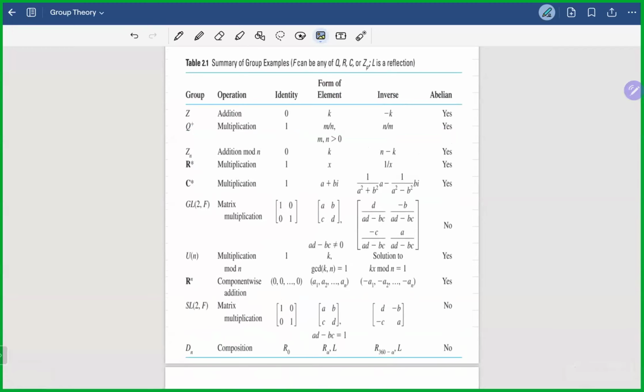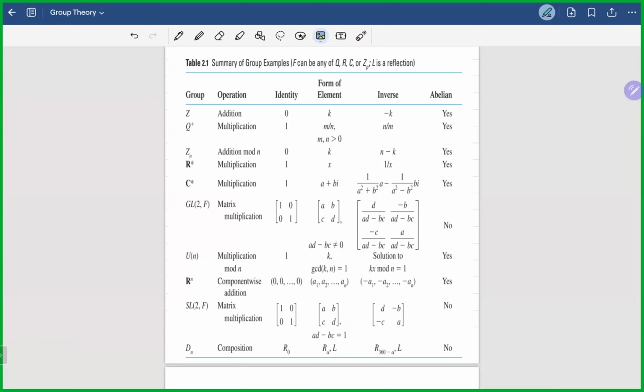and it is abelian. Q plus is a group under multiplication. Zn is a group under addition modulo n. R star and C star are groups under multiplication. GL2F under matrix multiplication is a group. It's not an abelian group. U of n is a group under multiplication mod n.